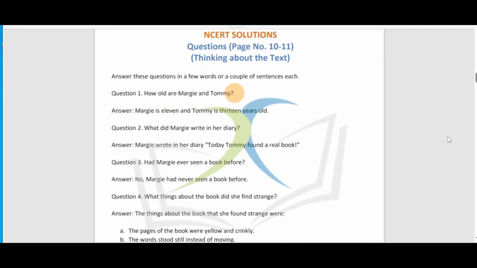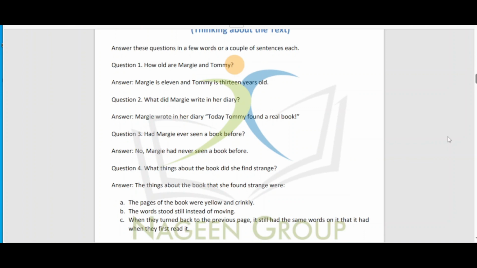Question number 2. What did Margie write in her diary? As we already discussed, she used to write a diary, and on the date of 21st May 2157, she wrote, Today Tommy found a real book. From the attic of his house he found a real printed traditional book.